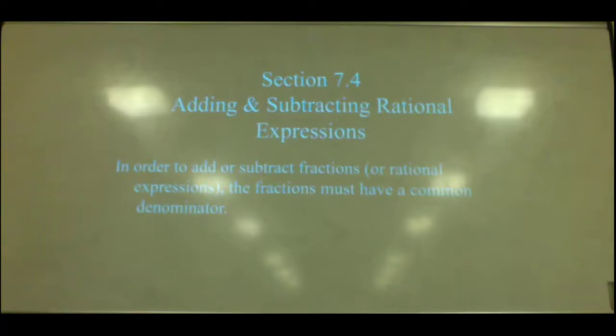Section 7.4, we are finally to the addition and the subtraction of the rational expressions. And just like fractions, when you add or subtract rational expressions, you have to have a common denominator, which is why we were just practicing getting a common denominator. Okay, so that's what we're going to be working on, and let's do some examples.